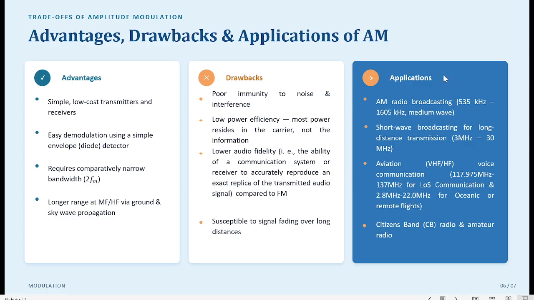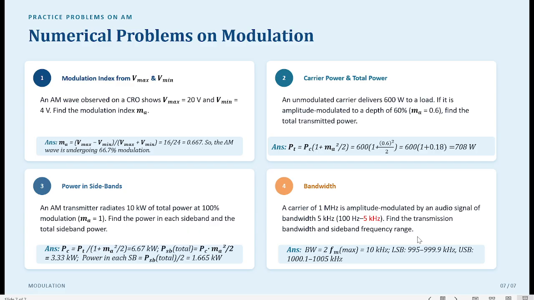Some of the applications of amplitude modulation are listed over here: radio broadcasting, AM radio, then short wave broadcasting. I have also listed over here the frequency range for the carrier wave used in this case, and then for aviation also. And here I have listed some important numerical problems, through which we can have a feel of how the modulation index can be calculated, or what is the ratio of powers lying with the carrier wave or in the side bands.